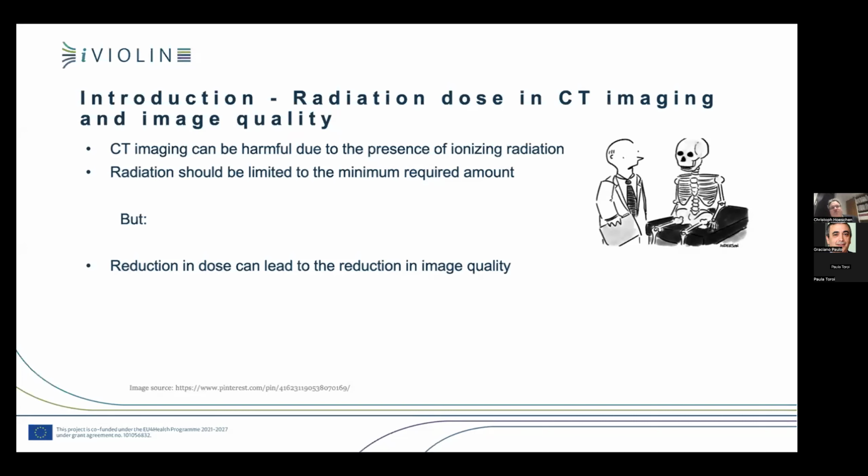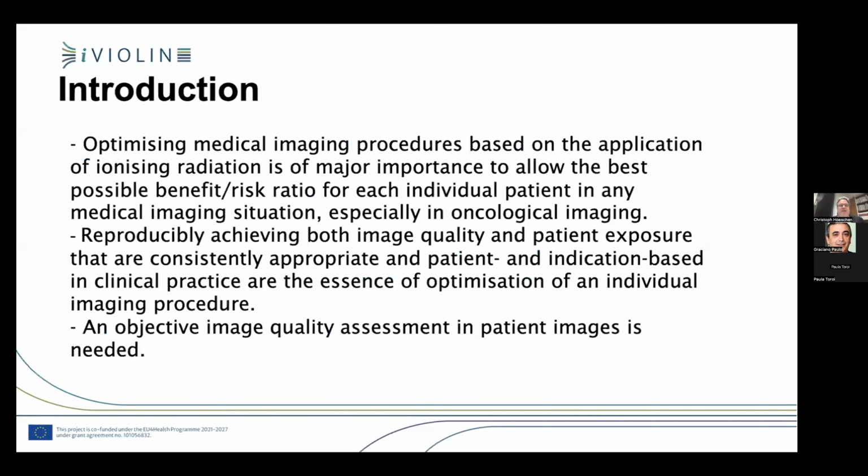But on the other hand, if we reduce the dose too much, it can lead to a reduction in image quality, and that might be detrimental for the diagnosis based on the imaging. Therefore, we always have to make a trade-off between dose reduction and image quality. But if we want to do that, we need to know what image quality is. If we want to optimize medical imaging procedures based on ionizing radiation, it is of major importance to allow the best possible benefit-risk ratio.